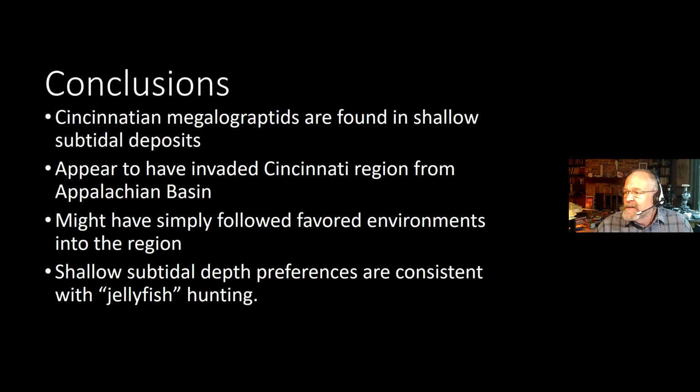So, in conclusion, we are going to stand by the conclusion that Cincinnati Megalograptids are found in shallow subtidal deposits and ignore any possible bias on that for now. They appear to have invaded from the Appalachian Basin, and they might have simply followed the environment in the region, basically sticking to the shallows as the facies prograded. This is at least consistent with jellyfish hunting. Thank you.